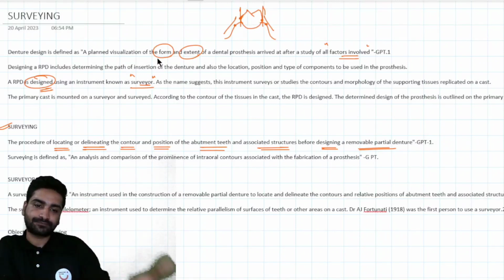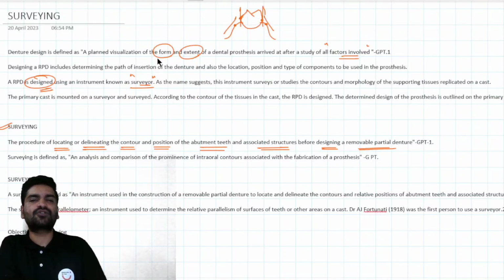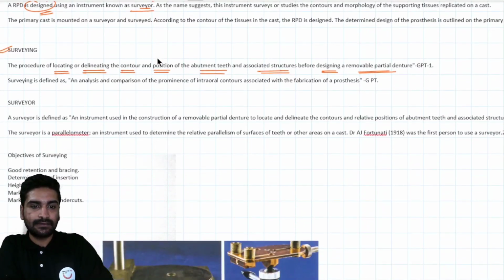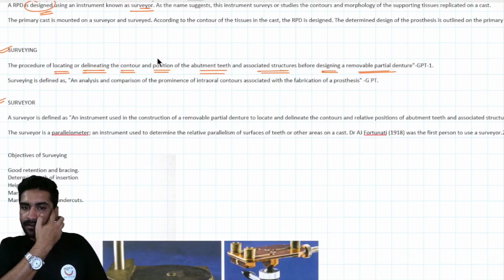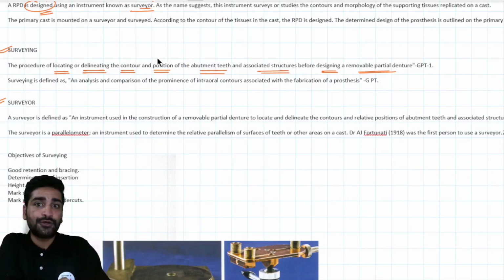And then next comes what is surveyor, right? So to do the process of surveying, you should know what is a surveyor. To use a surveyor, you should know what is surveying. Okay, so it is vice versa. So now a surveyor is what? A surveyor is defined as an instrument used in the construction of removable partial denture, to locate and delineate the contours and relative positions of the abutment teeth and associated structures.